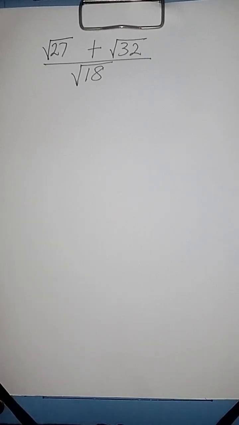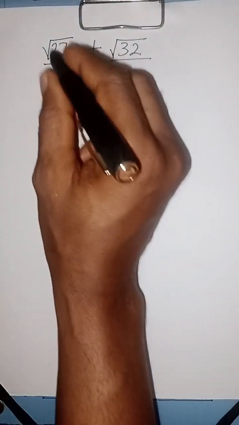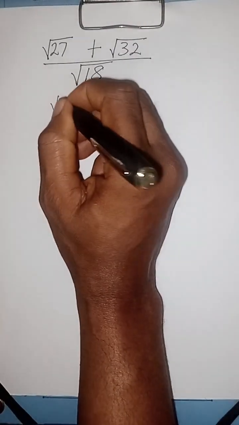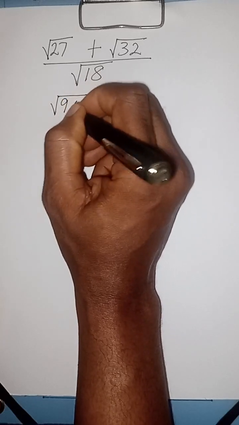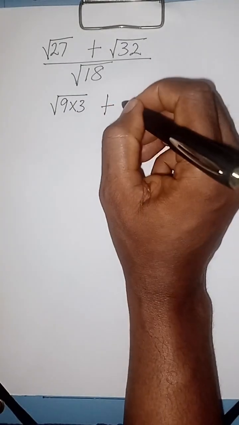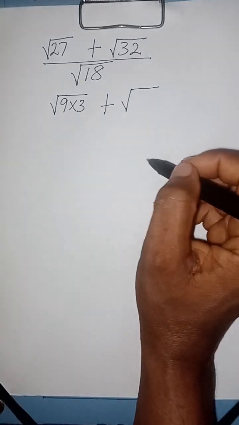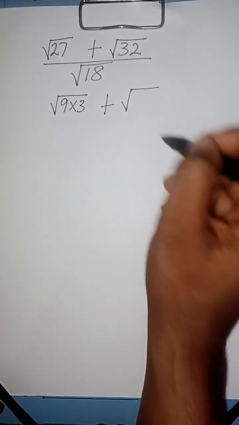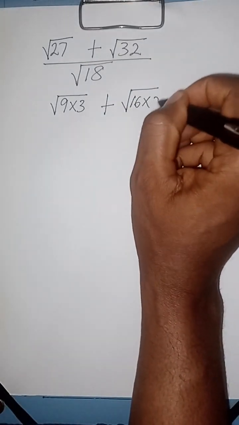Indices, logarithm, and surd go together. Now this is a question involving surd. Here the question wants us to simplify. Now what we'll do is to reduce each of the terms into its simplest form. Root 27 will become 9 multiply 3, that's 27, plus root 32 becomes 16 multiply 2.